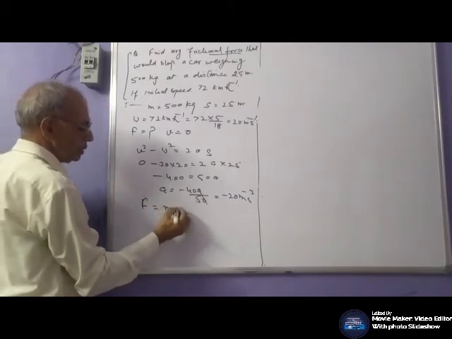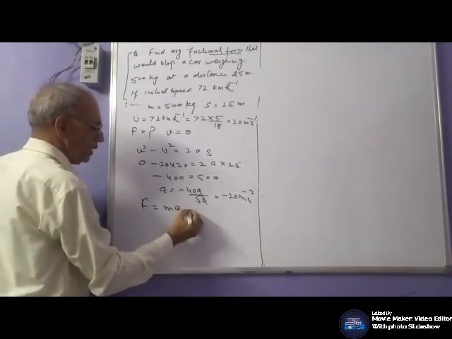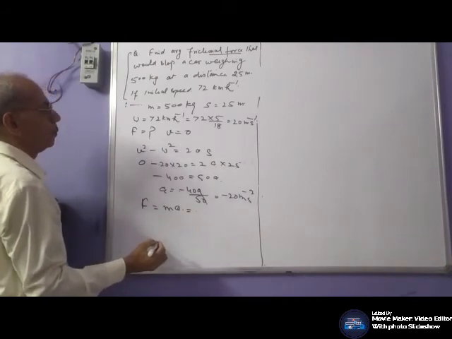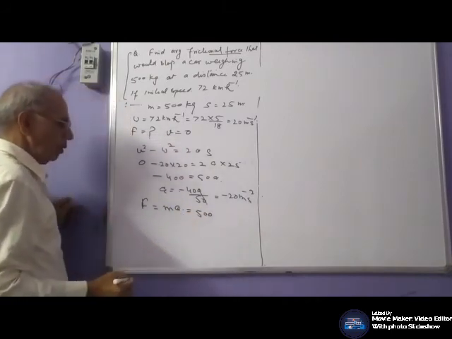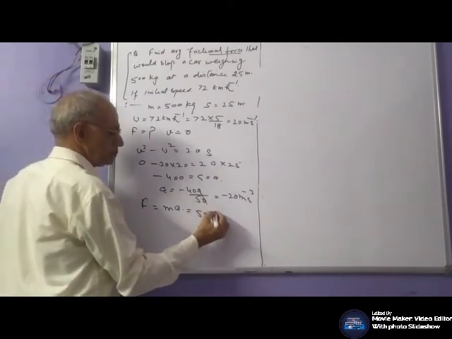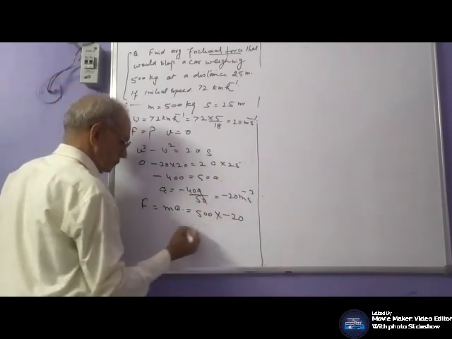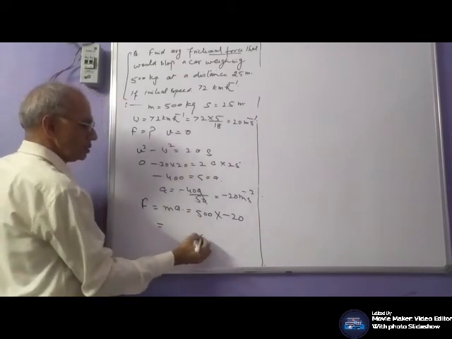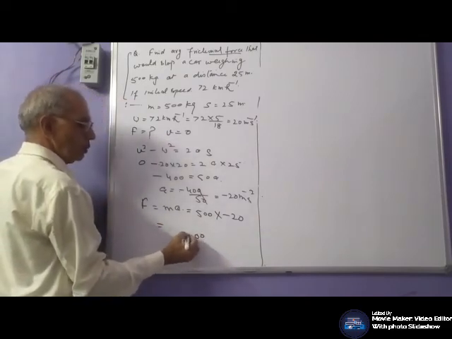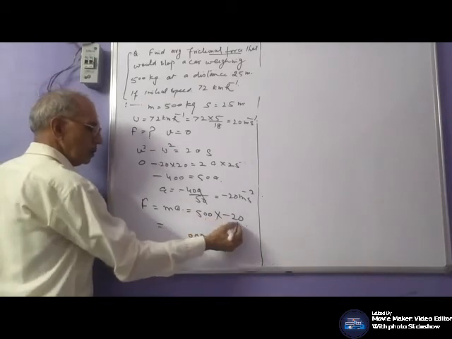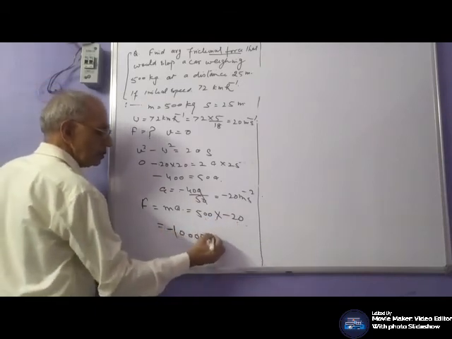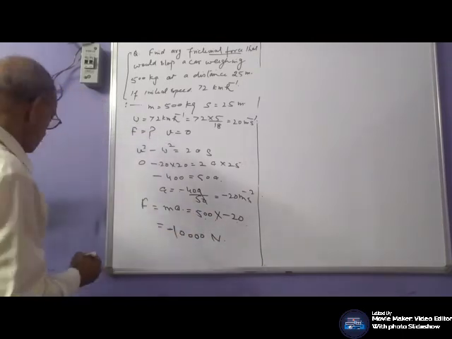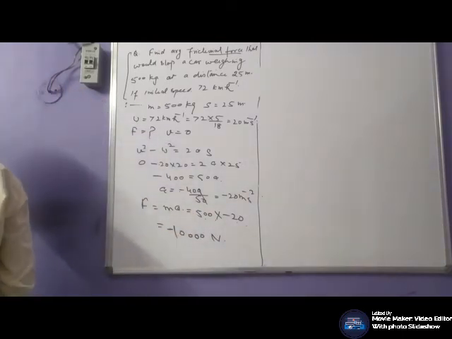Force, the average resistive force, is MA. M is this. A is this. So this is 0, 0, 0, 0, 0, 0, and one more 0. This is in Newton. So these are a few numericals.